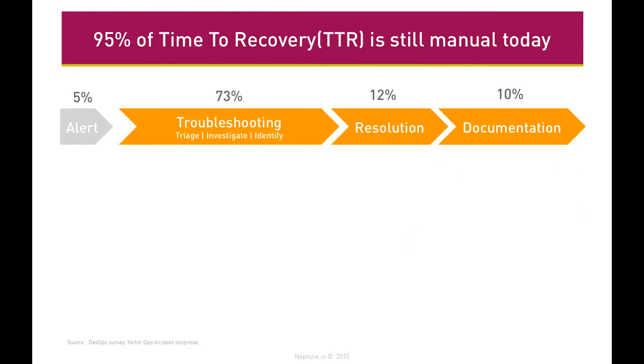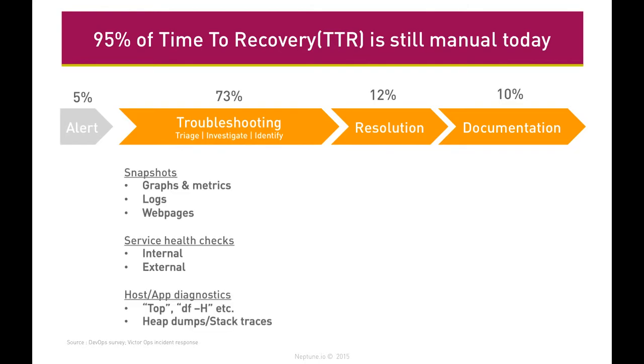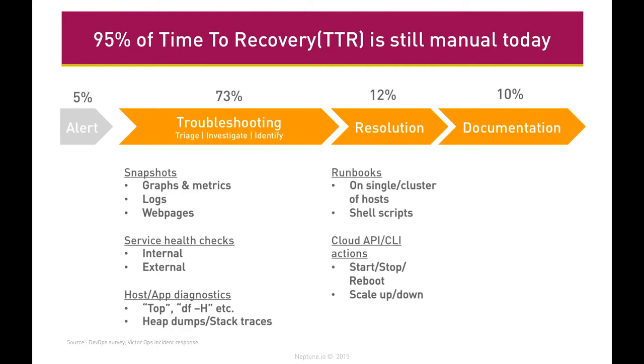If you look at the incident response lifecycle, only 5% of the time is spent in sending alerts. Rest of the 95% of the time is spent in troubleshooting, looking at logs, graphs, web page snapshots, and service level health checks, and so on. And once you have root caused the problem, you need to run a resolution runbook on a single machine or a set of machines. Sometimes you might run Perl, Python, or Bash scripts. And alternatively, you could run an auto-scaling action in response to an alert.